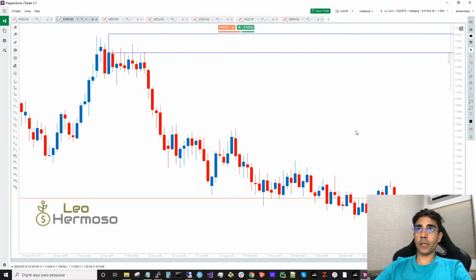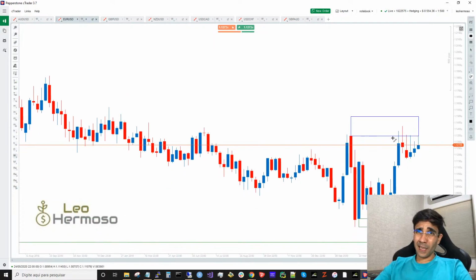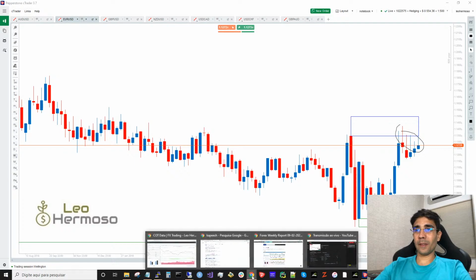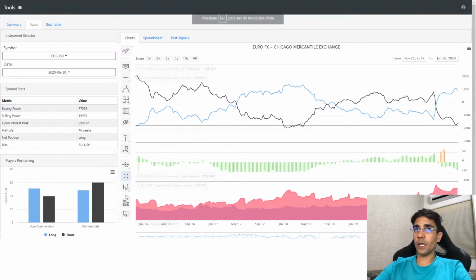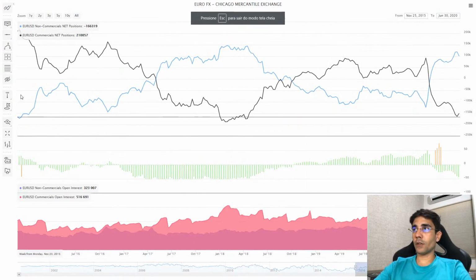Look, this chart is weekly. Check, a lot of weeks happening, 1, 2, 3, 4, 5 weeks. So this is clear for me that we are seeing a lot of sellers right here. Okay, so check this blue line. This blue line is the commercials net position.